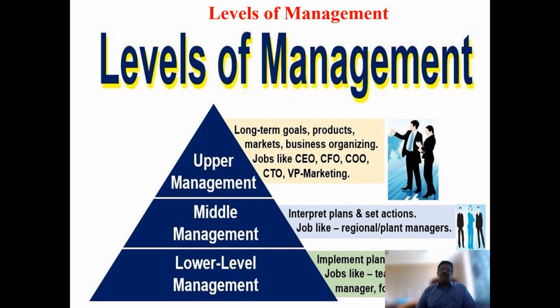The long-term goals and products, market, and business organization are handled by jobs like CEO, CFO, COO, CTO, and VP marketing, who have been placed at the top level of management. Middle management will connect lower level management and upper level management. They interpret plans and set action, with jobs like regional and plant managers. The last, lower management, will execute or implement the plans with the support of the middle management.